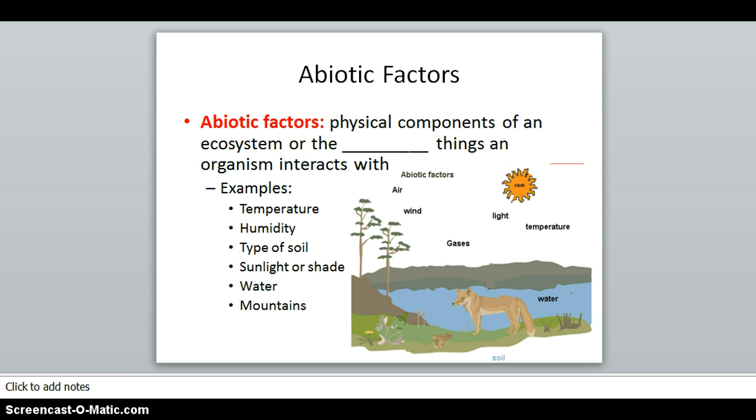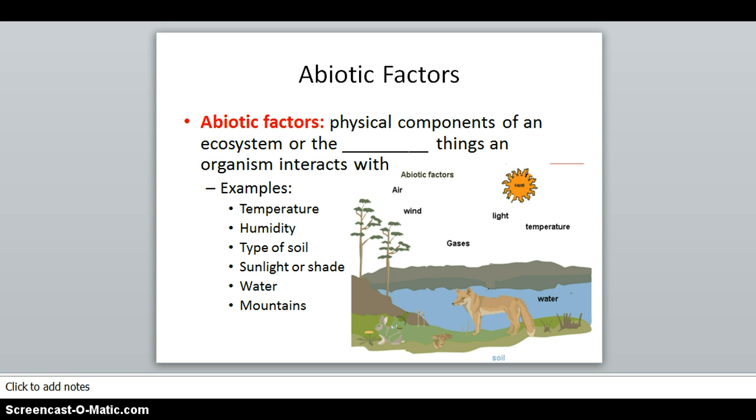There are also many non-living things that influence an organism. Abiotic factors are things that are not alive. The prefix a means not, so abiotic means not living factors. These are physical components and features of the environment. The amount of sunlight, temperature, and the amount of humidity are features of the environment. Physical components of the environment include things like the type of soil, water, and mountains. Notice shade is listed as an abiotic feature.